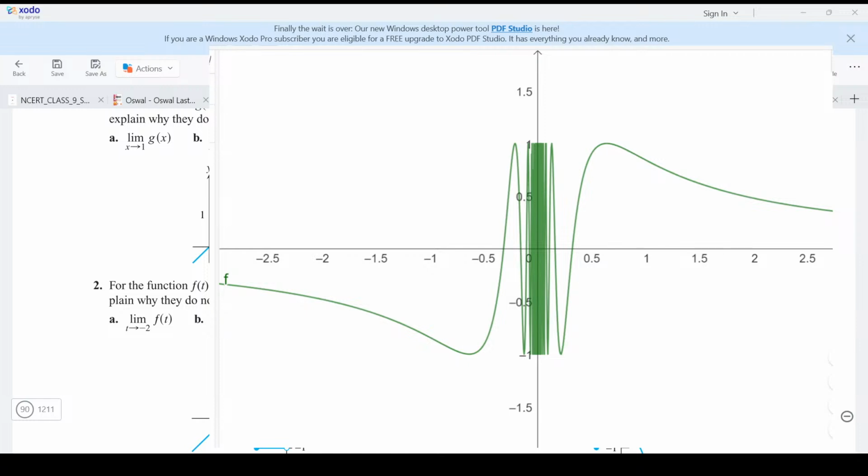When you are approaching x from the other side, you are getting 0.1 and so on. Agreed? Both numbers are not matching, no? You understood? That's why the limit is not there.